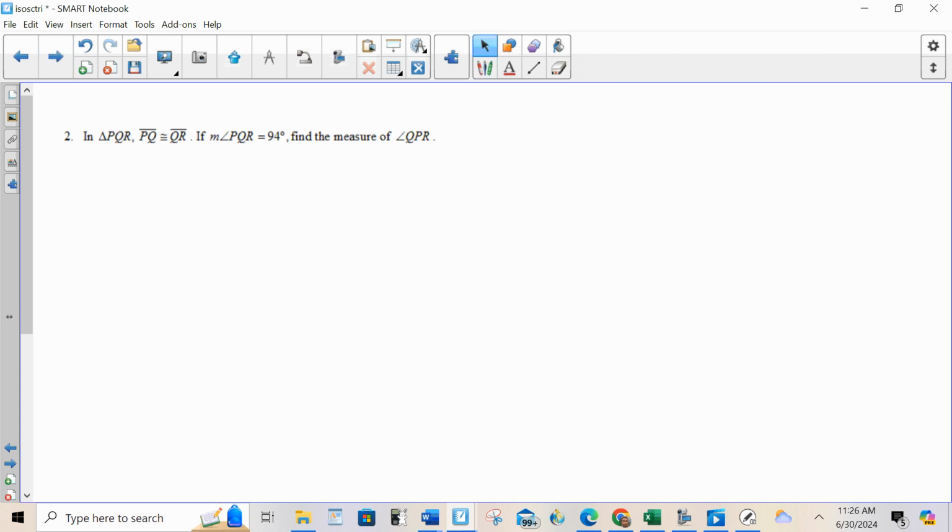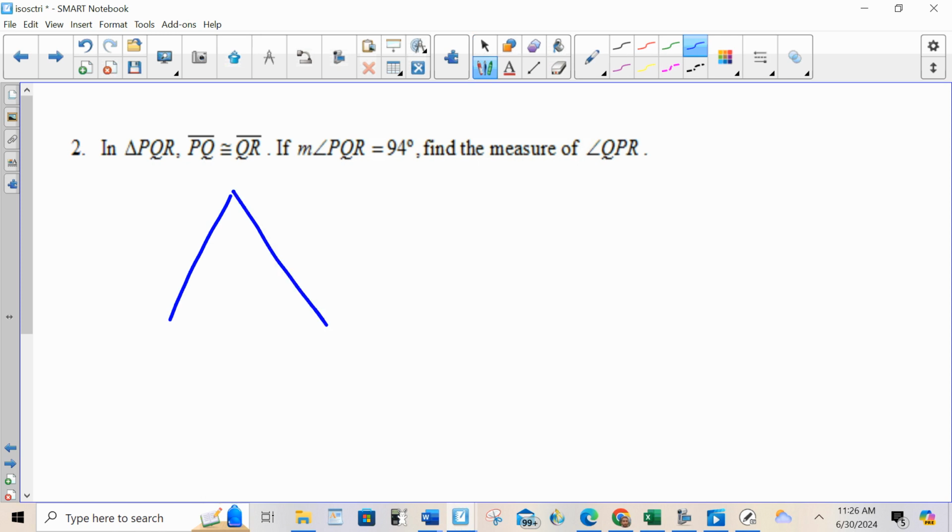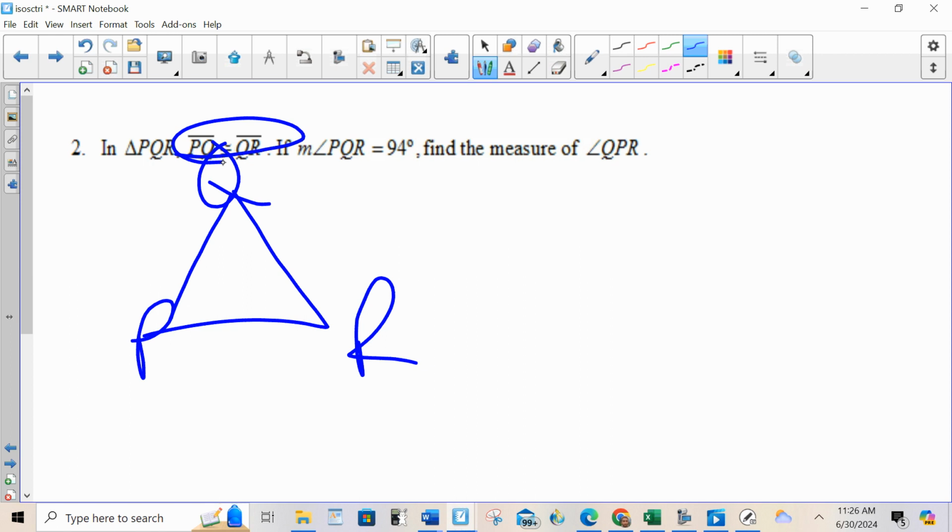If there's no picture, who cares? Draw your own triangle, PQR. It says that PQ is congruent to QR. So whenever you see that, mark your sides, mark the angles opposite them. So if PQ is congruent to QR, then I mark the angles opposite them. If PQR, vertex being Q, is 94, find the measure of QPR.